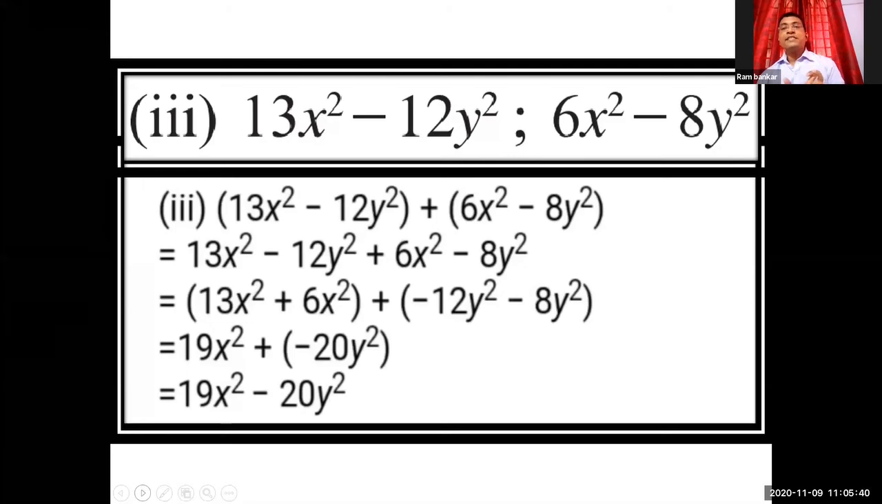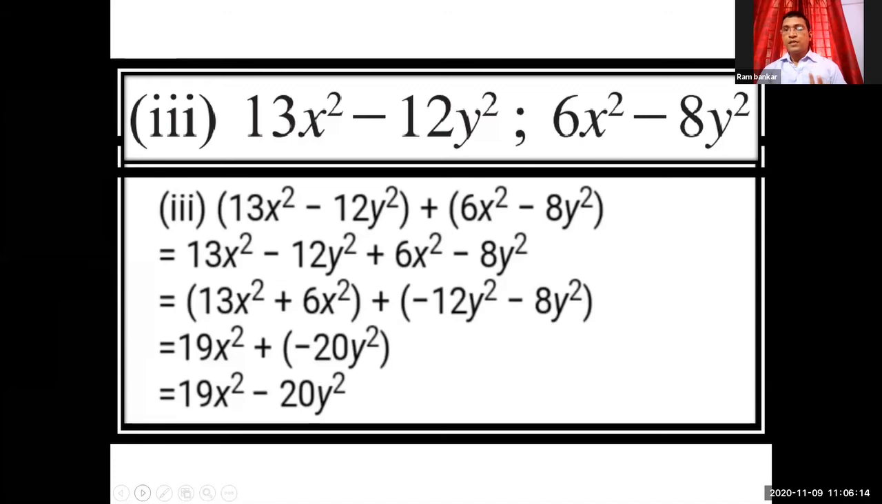Look at the second bracket. This is very important, dear students. Minus 12y square minus 8y square. Now what do we have to do here? Minus or plus? Of course, we have to do plus. Why? Because of negative number and negative number, we already learned this type of sum in the integer lesson. We already learned this rule: if same signs are there, then we add.